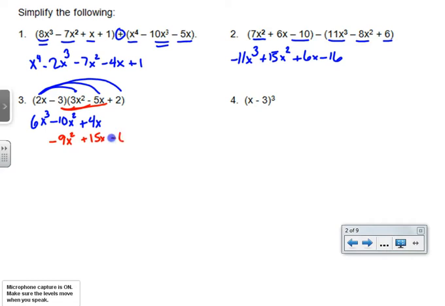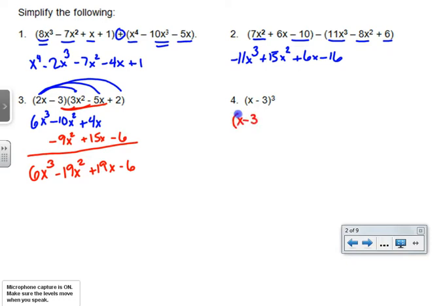And then negative 6. And then when I add together my like terms, using my line, 6x to the 3rd minus 19x squared plus 19x minus 6. And that's your final answer. Now number 4 is a really big distribution problem. It's not as simple as it looks.